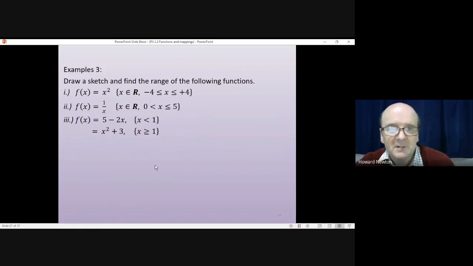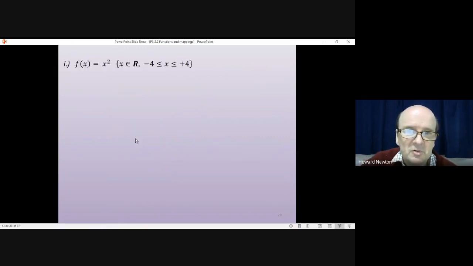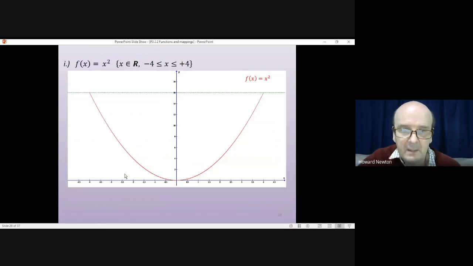Okay, we'll have a look at these. So we need to sketch the function and then find the range. That was the first question, f of x equals x squared. And we've been told the domain. The domain is x has to be between -4 and +4. That's what it should look like, the red curve starting at -4, going all the way through to +4. That's f of x equals x squared. That's the domain. We've been asked to find the range.